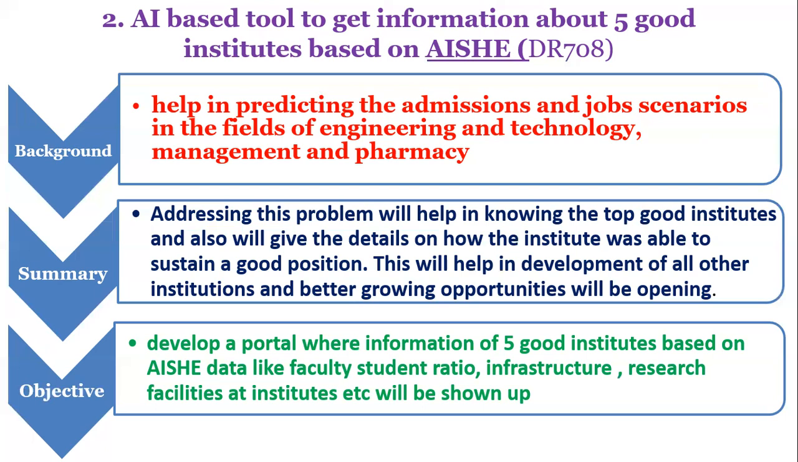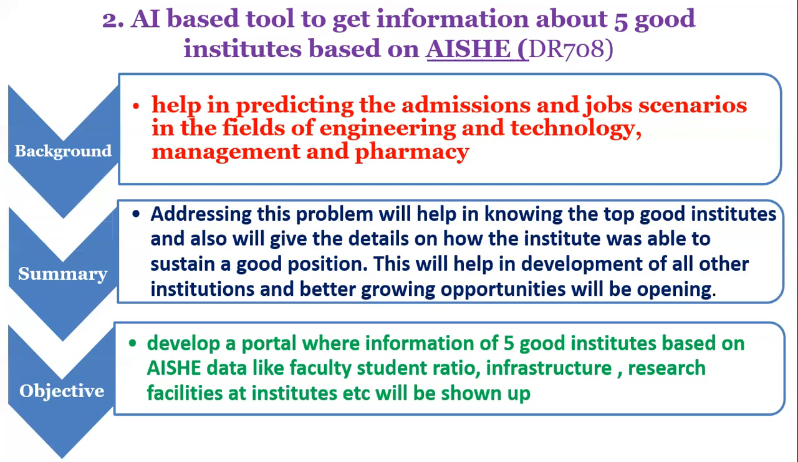So the summary is that, due to changing technology and its requirements for getting employed in India and abroad, there have to be improvements suggested by experts for predicting admissions and jobs in engineering and technology, management, and pharmacy.